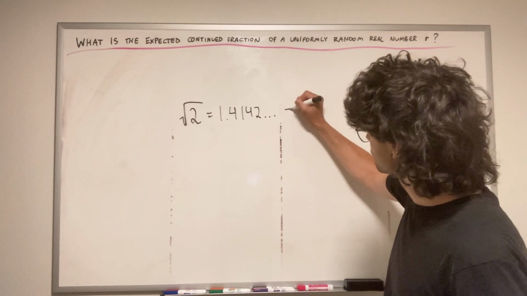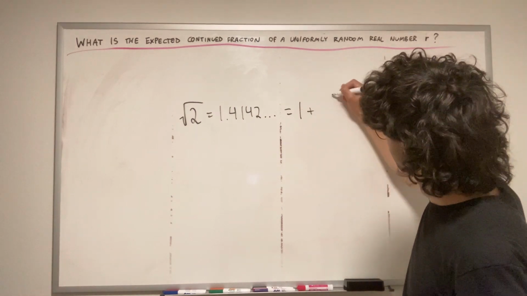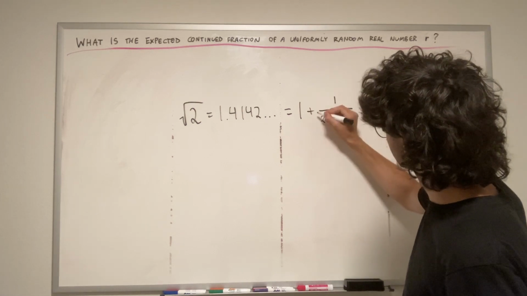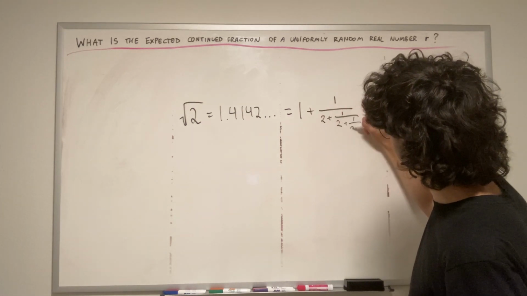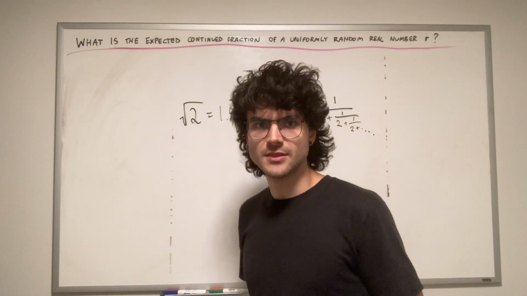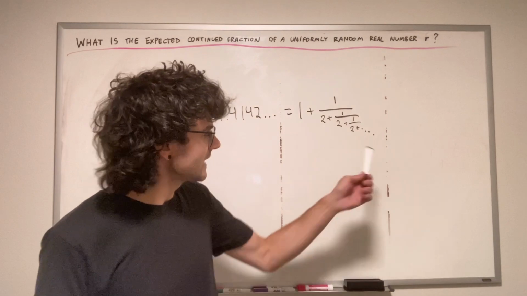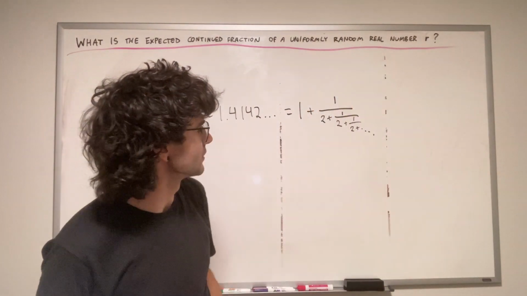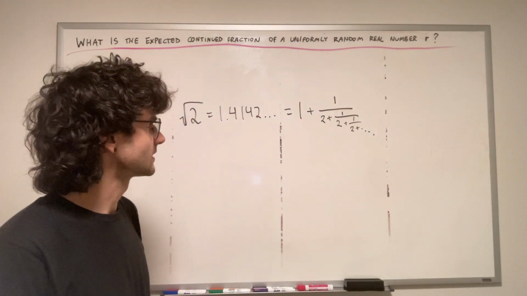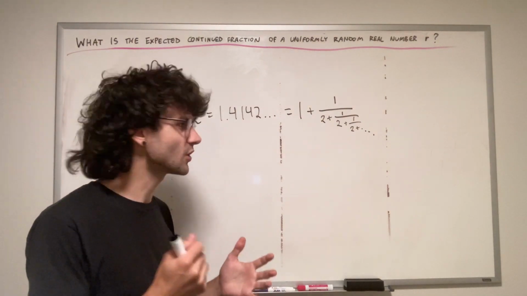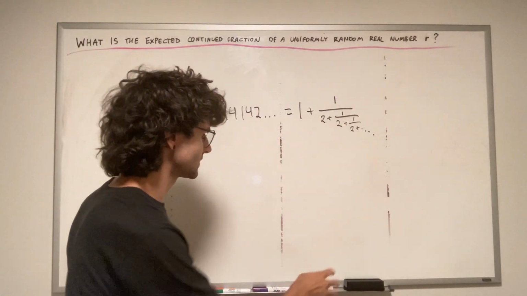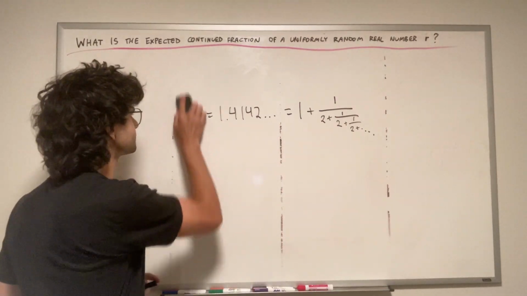But if we write this number in its representation as a continued fraction, which is 1 plus 1 over 2 plus 1 over 2 plus 1 over 2 continuing on forever, then writing a continued fraction for a random real number, we don't get that same even distribution. Things act differently, and it's much harder to predict how things will act. So let's take a look at that.